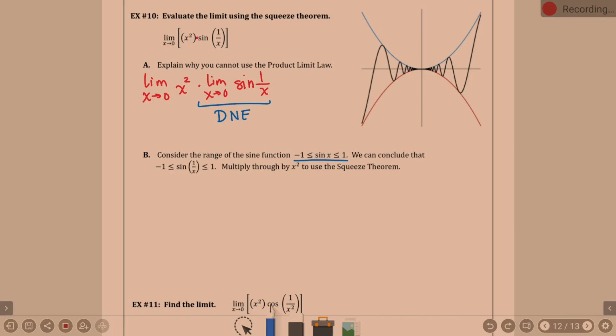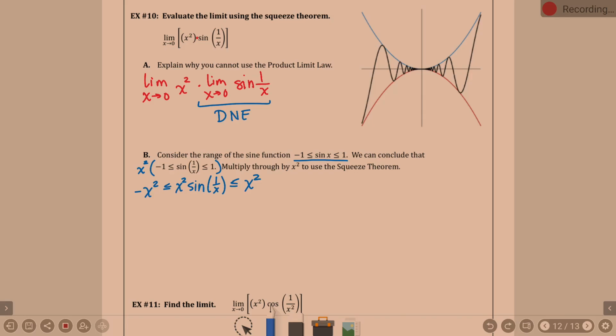Multiply through by x squared to use the squeeze theorem. When they say multiply through by x squared, we're going to take each piece of this and multiply by x squared: the left, the middle, the right. So when I do that, negative x squared is less than or equal to x squared times sine of 1 over x, which is less than or equal to, not 1, since I'm multiplying through by x squared, 1 times x squared is x squared.